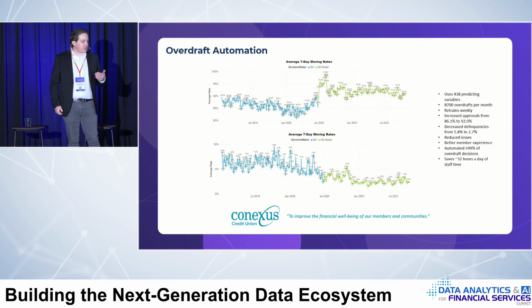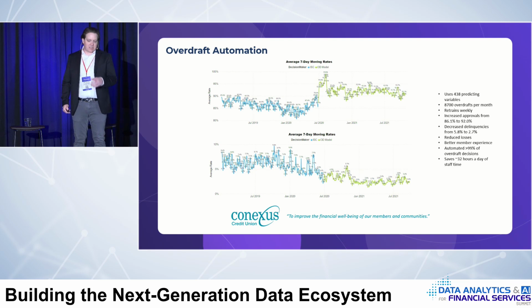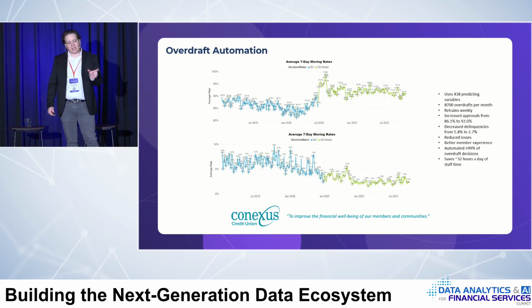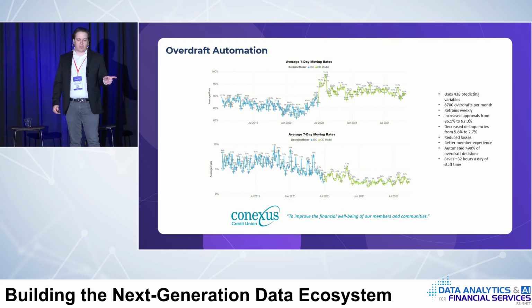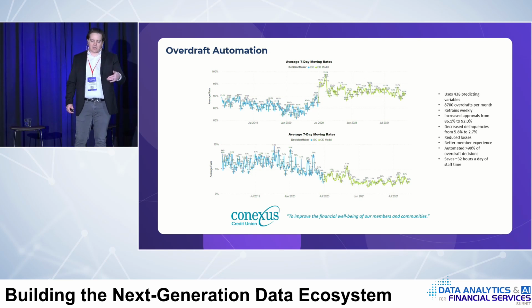So we took that and turned that into a machine learning model, and I've got some of the details of the model itself and how we did that. But to me, the most interesting thing are these two graphs. The top graph shows the blue is how the approval rate looked using the manual process that the branches did, and the green is the model. So you can see our approval rate actually went up when we implemented the model. But even more interesting is the bottom graph, which is the delinquency rate. So the approval rate went up, the delinquency rate went down with the model.